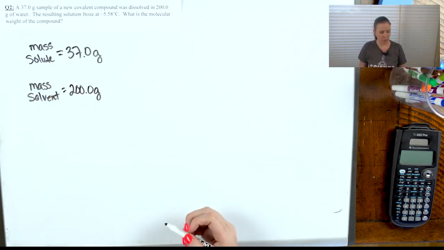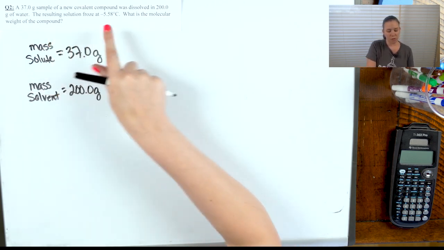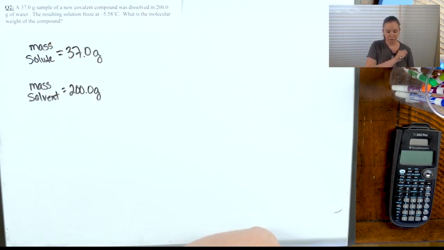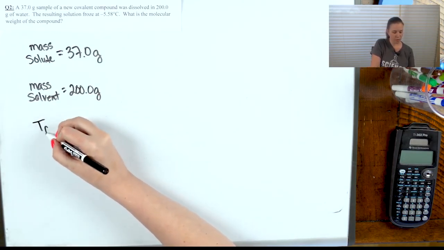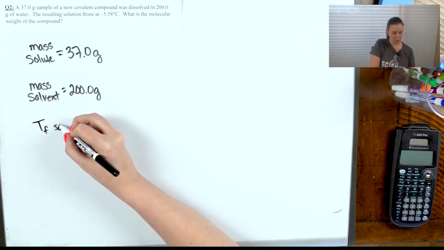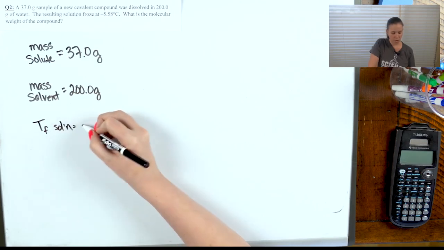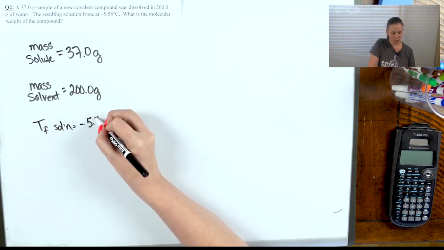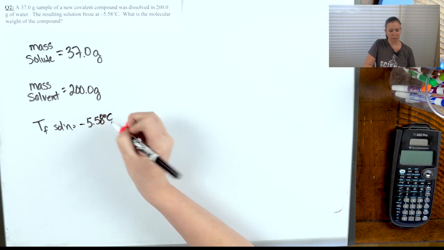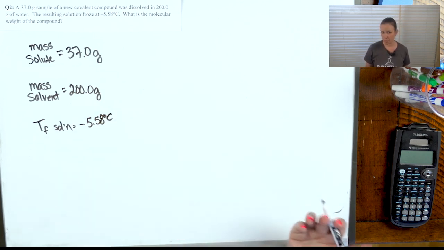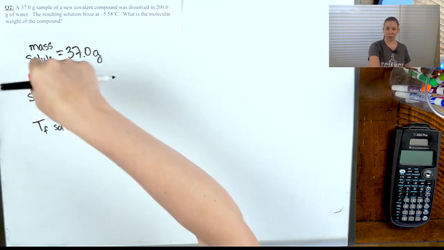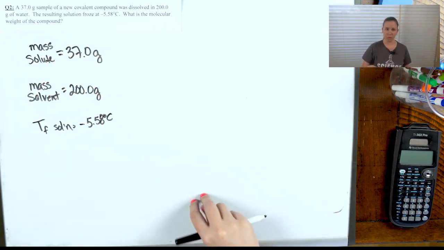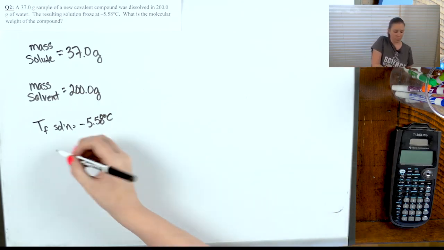Now, since the solution froze at negative 5.58 degrees Celsius, this would be the freezing temperature of the solution, negative 5.58 degrees Celsius. And then it just asks for what is our molar mass. The problem is it didn't give us the normal freezing point. But since we know it's water, we should know the normal freezing point. Normal freezing point of water is 0 degrees Celsius.